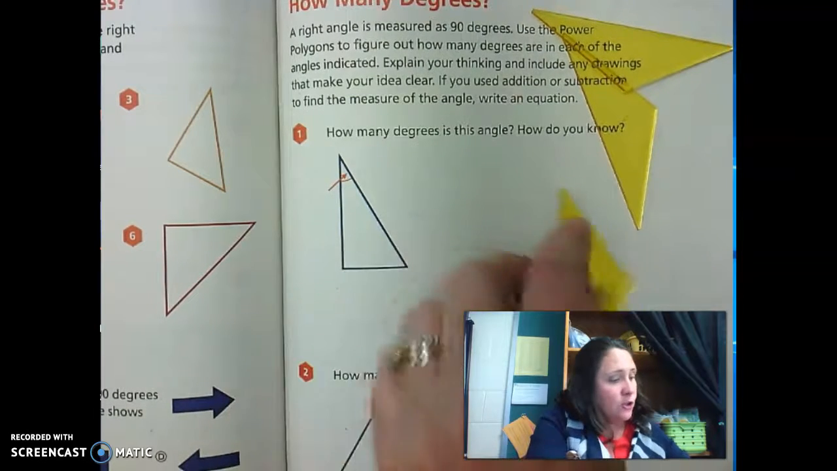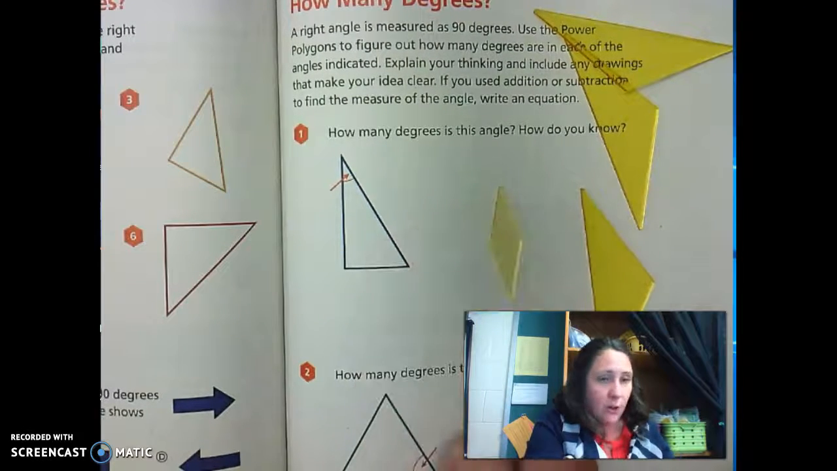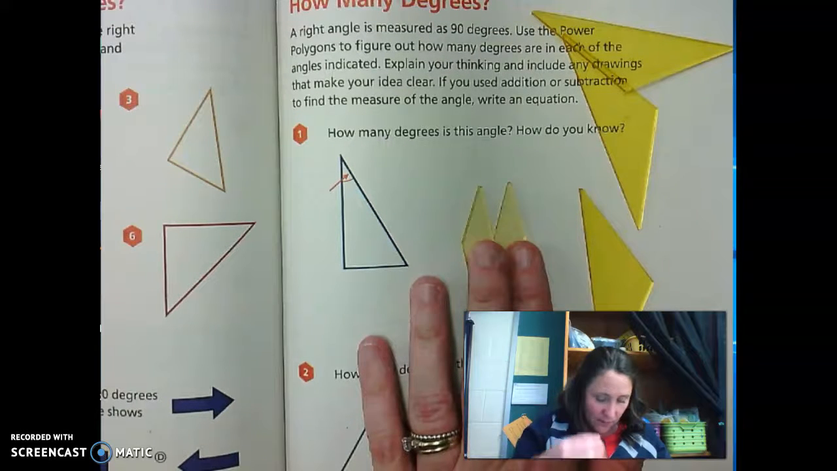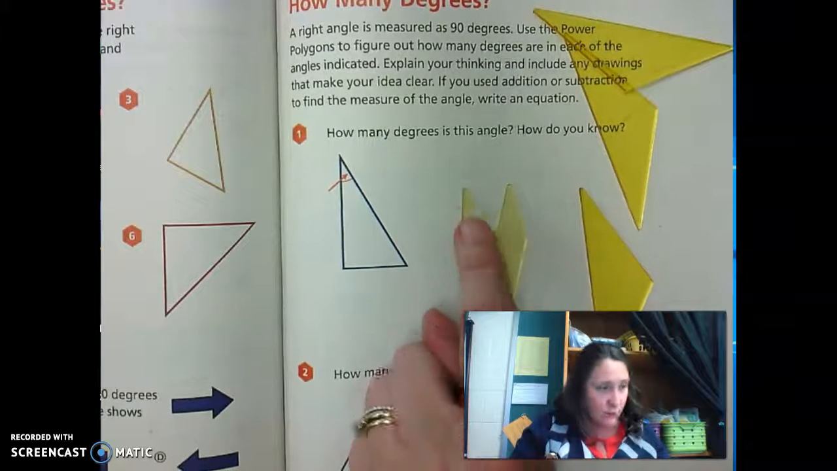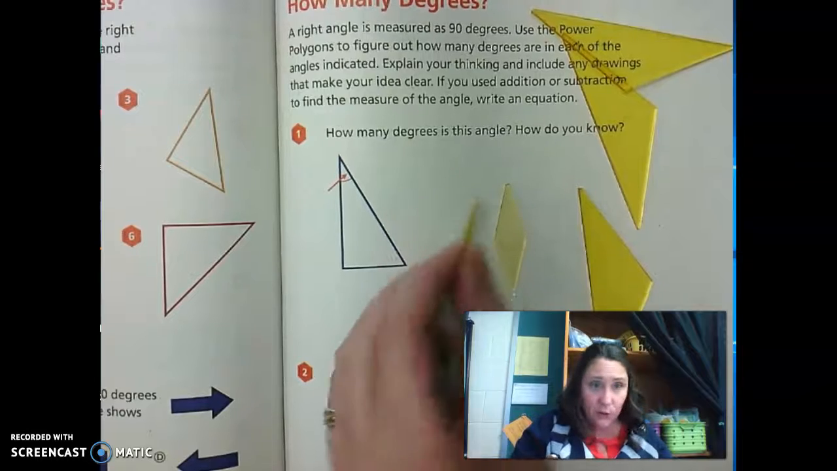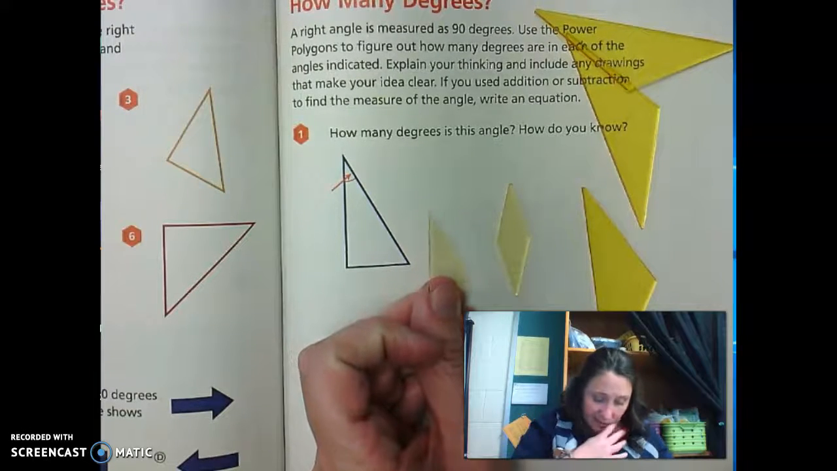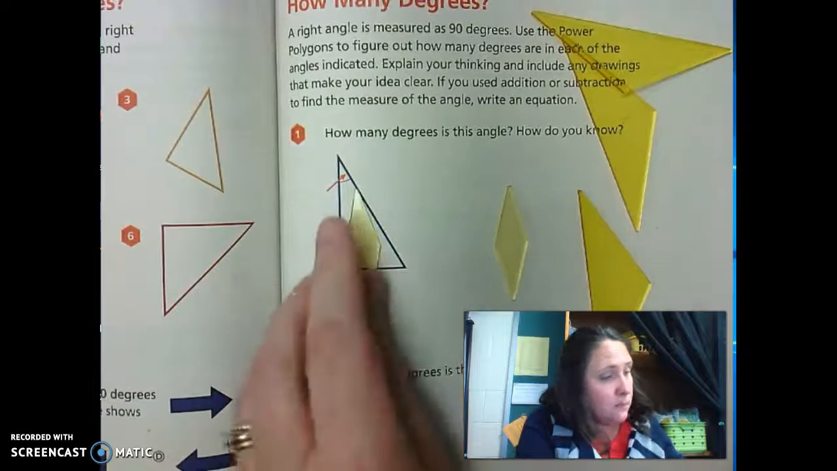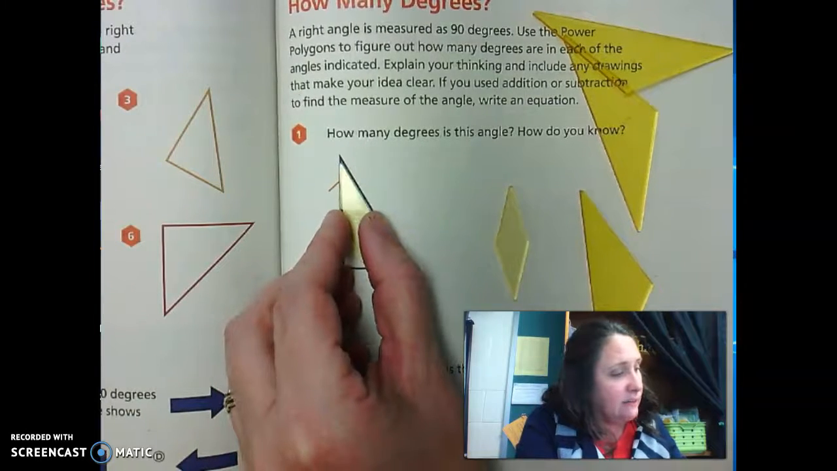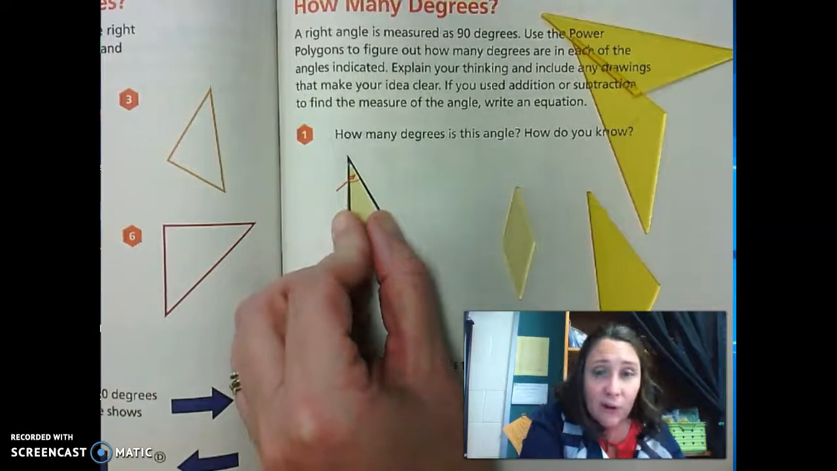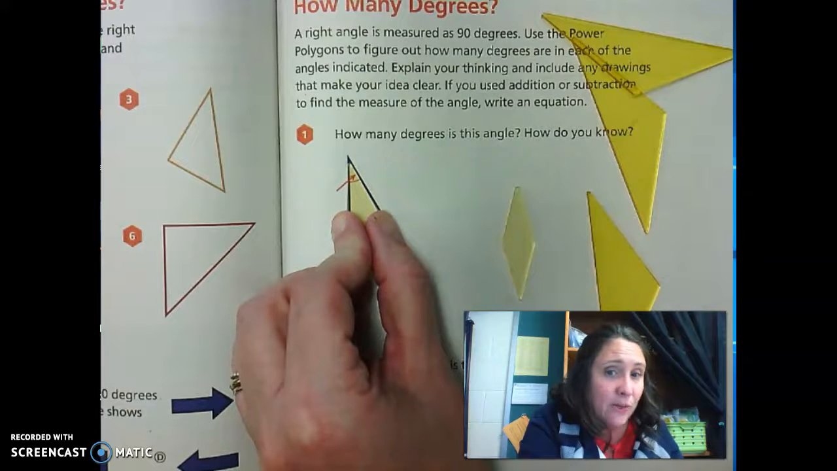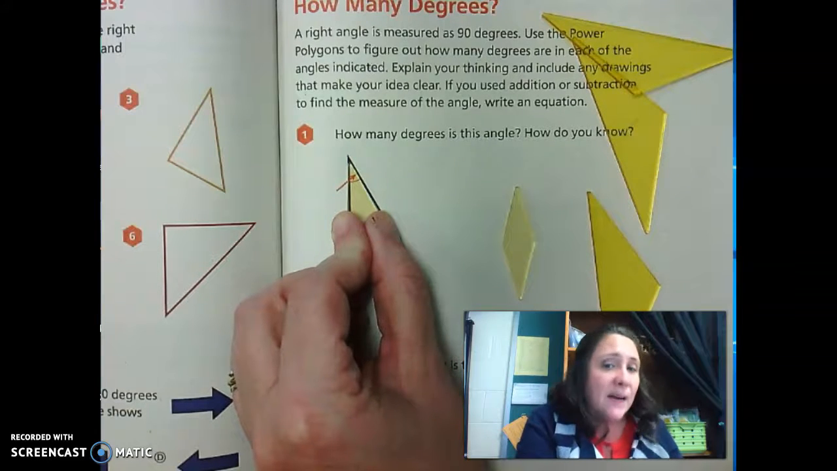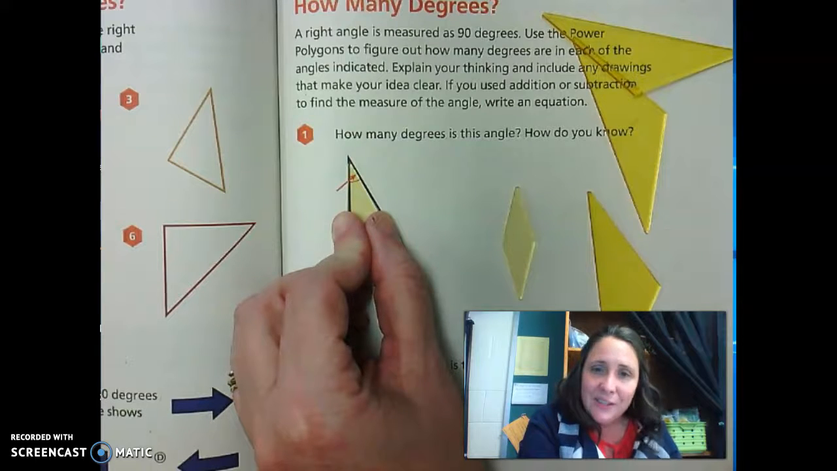Okay? You may have used your little O's. And you may have said, well, I remember that we figured out the little angles in shape O are 30 degrees. So this angle is the same size as little o, so it must be 30 degrees. It does fit perfectly right there, and we know that polygon O measures 30 degrees, so this angle must measure 30 degrees as well.